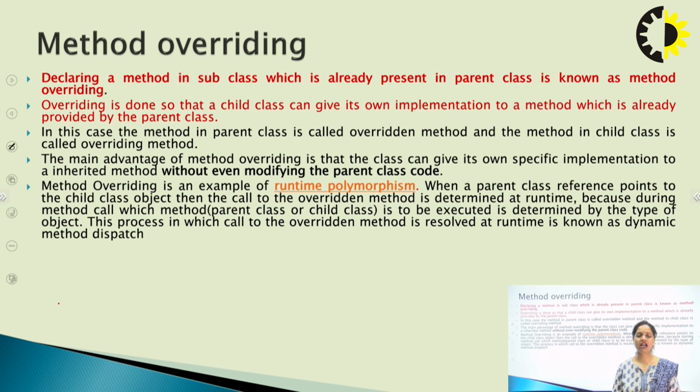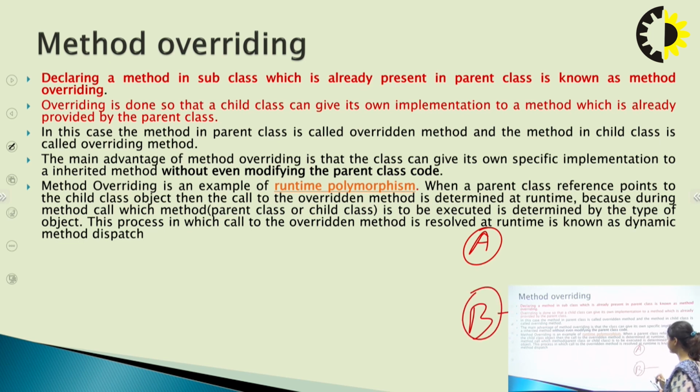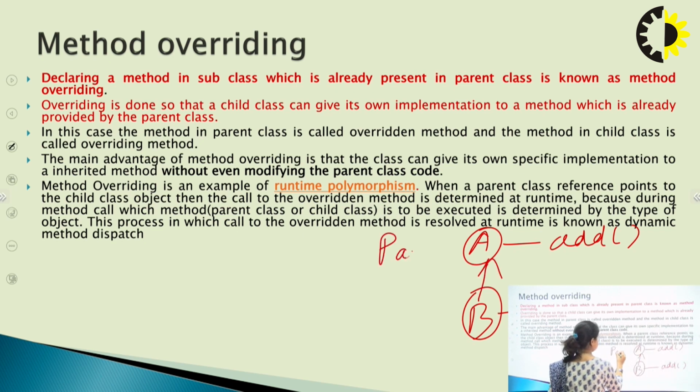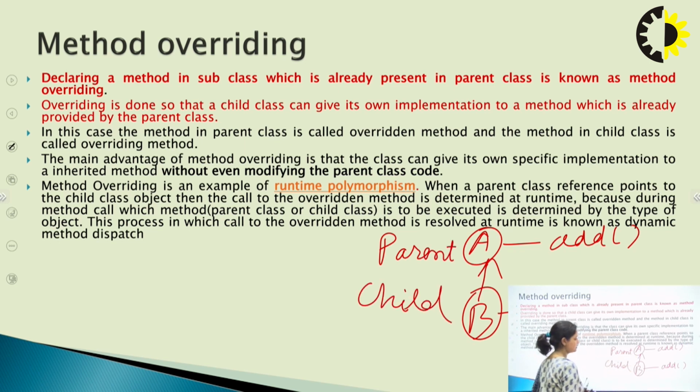In method overriding, what will happen? We have a parent class and we have a child class. Both will have a same-named method. Suppose I have an add name method in the parent and again an add name method in the child class. This is the parent A class, this is your child B class. Both have the same method. So which one will be called when an object invokes it? The child class method will be called.